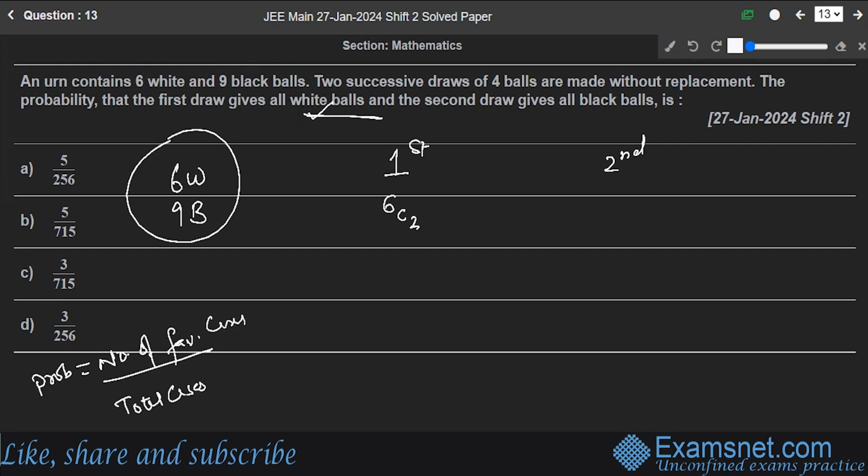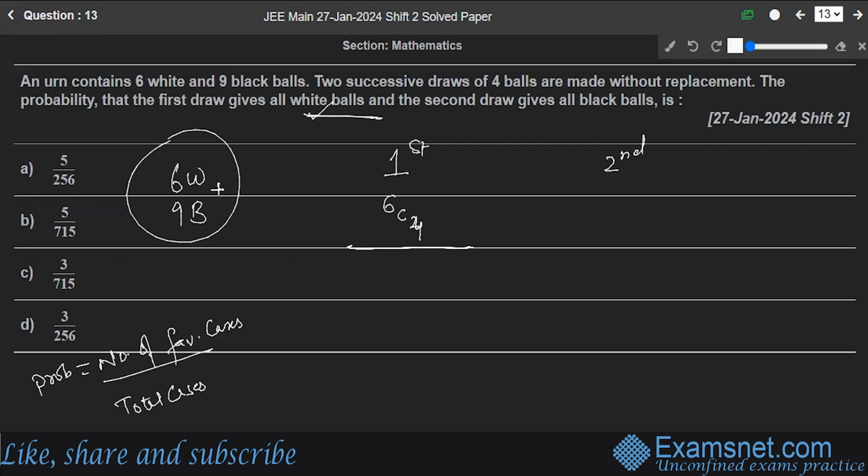Right? So what are the favorable cases? Out of 6, you get 4 white balls. Let's write it again. Here it was 4. So 6C4, it gives you out of 6 balls, you withdraw 4 white balls. This is your favorable cases.